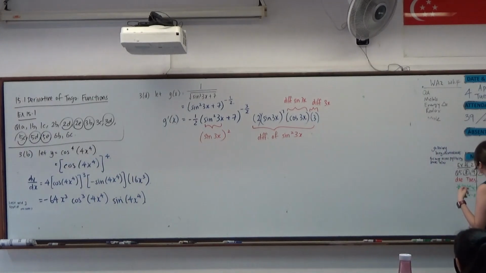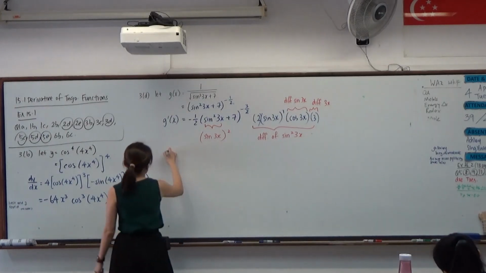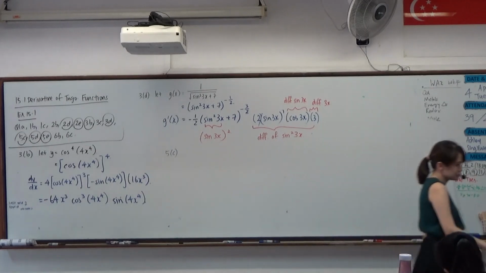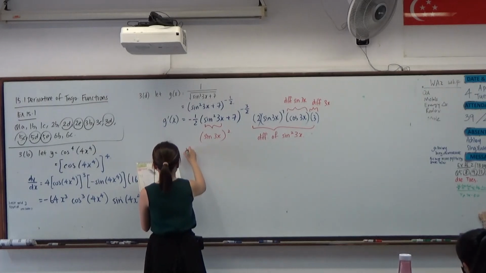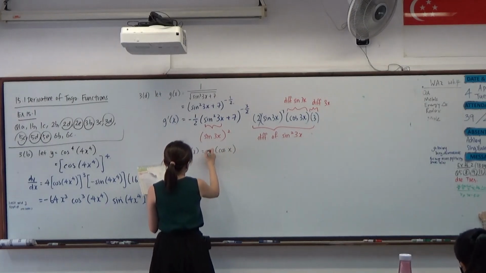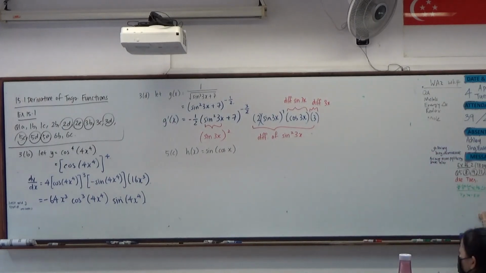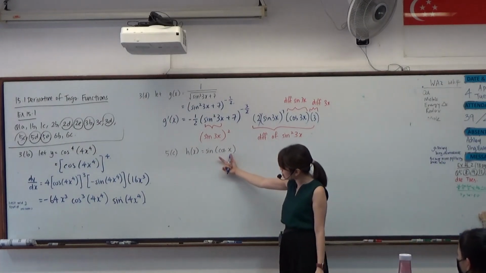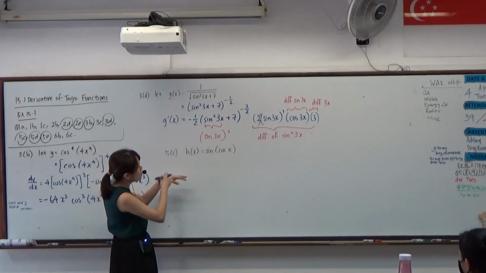Just to make sure that you know that it's like bring the power down. Then after that 5c. We're given that h(x) equals sine cosine x. So our cosine x is the angle for the sine. So it's a little bit of a lot of trigo within trigo.